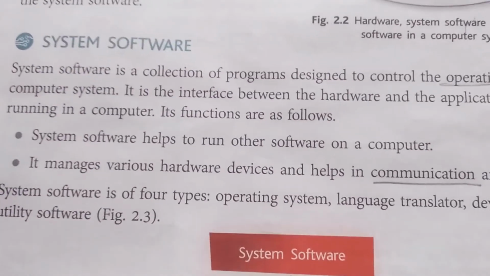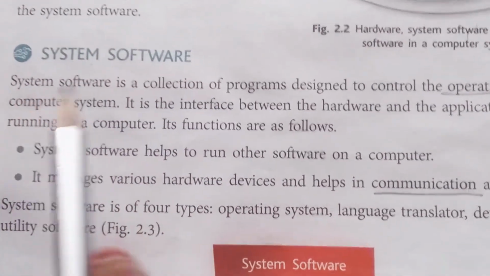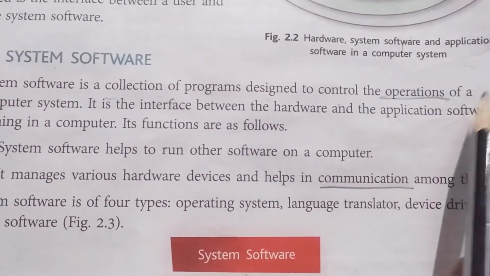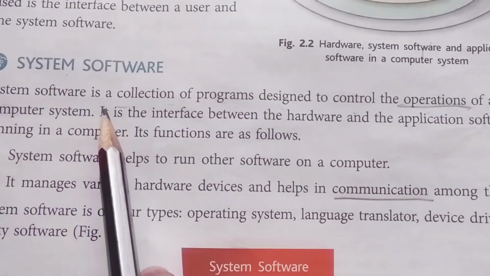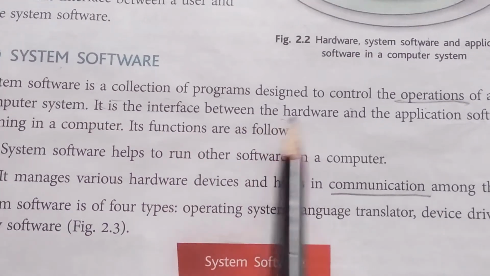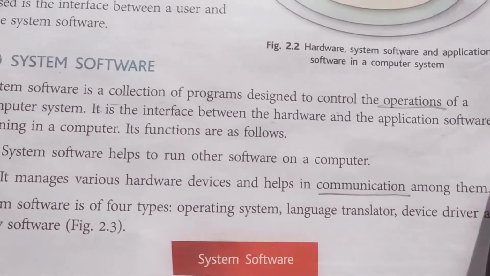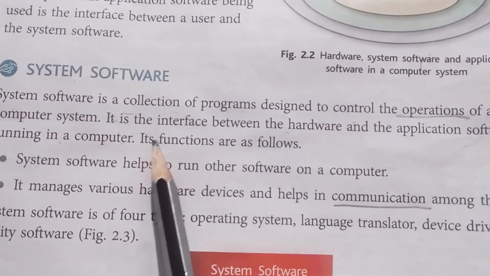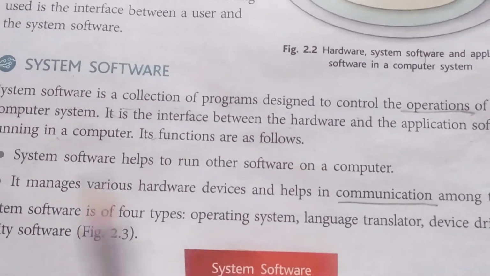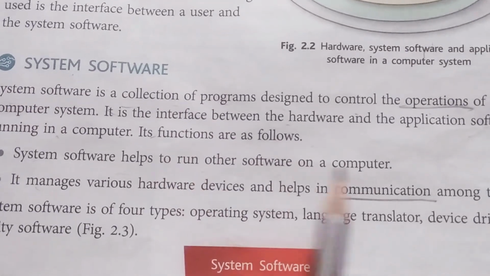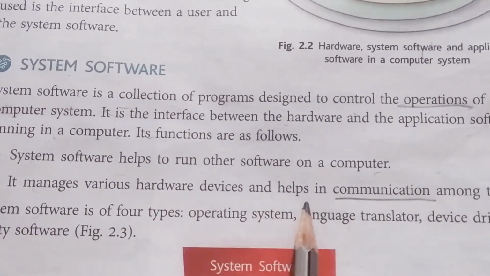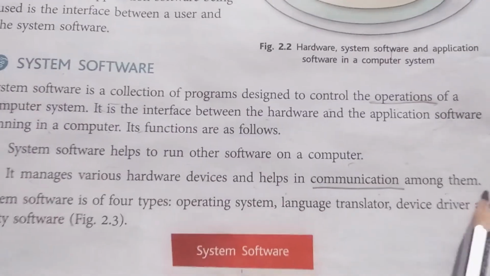Now children, what is system software? System software is a collection of programs designed to control the operations of a computer system. It is the interface between the hardware and the application software running in a computer. Its functions are as follows. System software helps to run the other software in a computer. It manages various hardware devices and helps in communication among them.